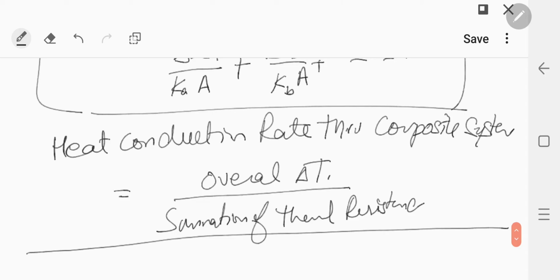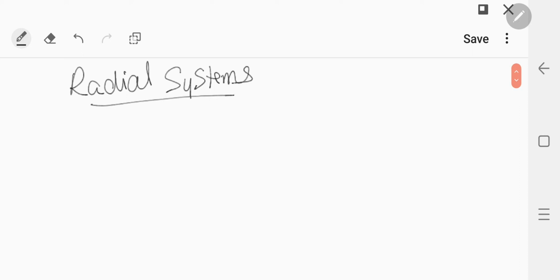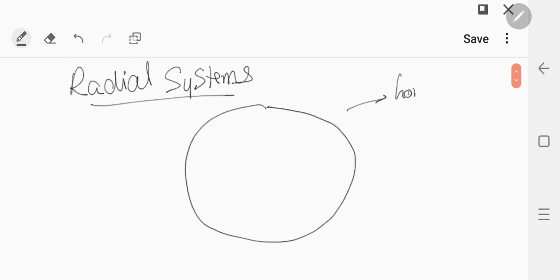Moving further, if we go towards the radial system. Now for the radial systems, let's consider a single layer cylindrical wall consisting of a uniform material with a constant thermal conductivity. So it's a homogeneous material with constant K.